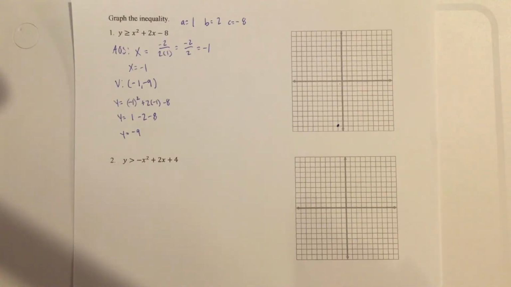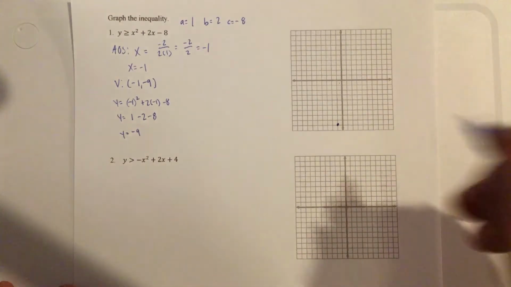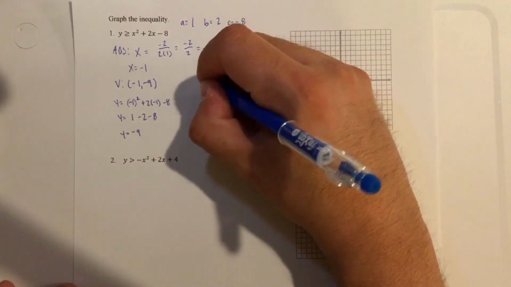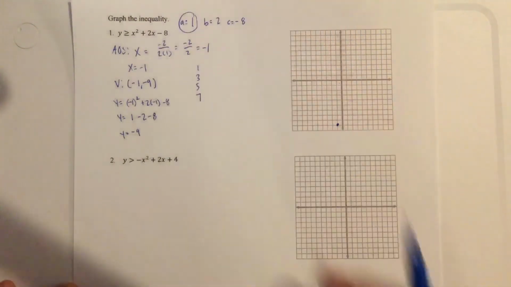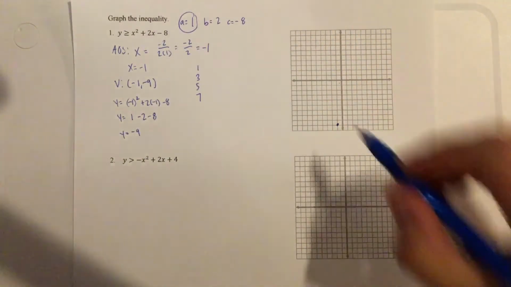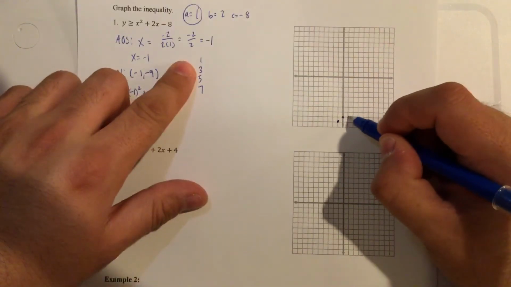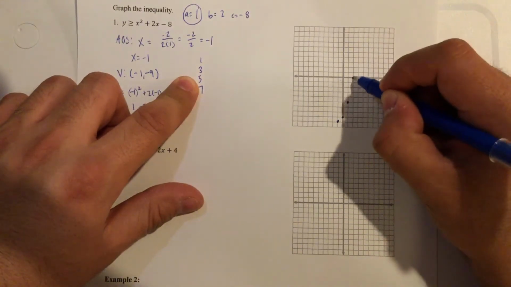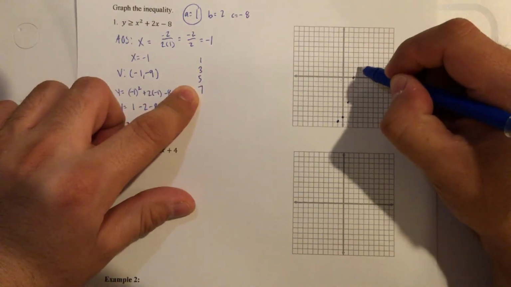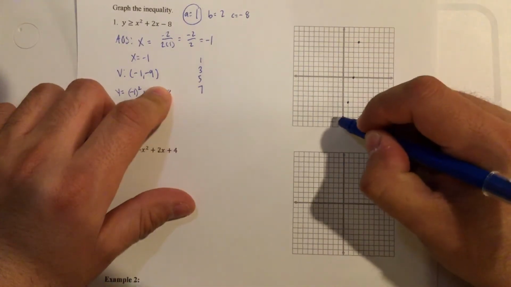All right, from here I'm going to use the 1, 3, 5, 7 trick here. So here's 1, 3, 5, 7. Notice that A is just 1, so that's not going to affect it in any way. So for my vertex, right 1, up 1, right 1 from that point, up 3, right 1, up 5, and then right 1, up 7. 2, 3, 4, 5, 6, 7. And then do the same on the left side.